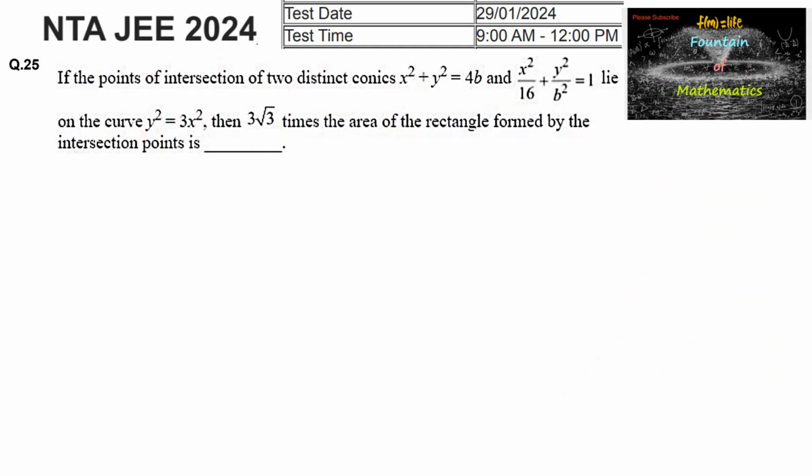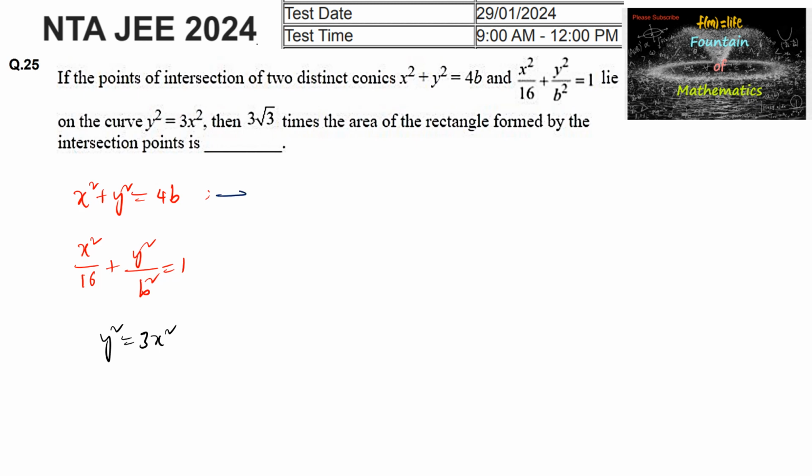If the points of intersection of two distinct conics x square plus y square is equal to 4b and x square upon 16 plus y square upon b square is equal to 1 lie on the curve y square is equal to 3x square, then 3 root 3 times the area of the rectangle formed by the intersection points.